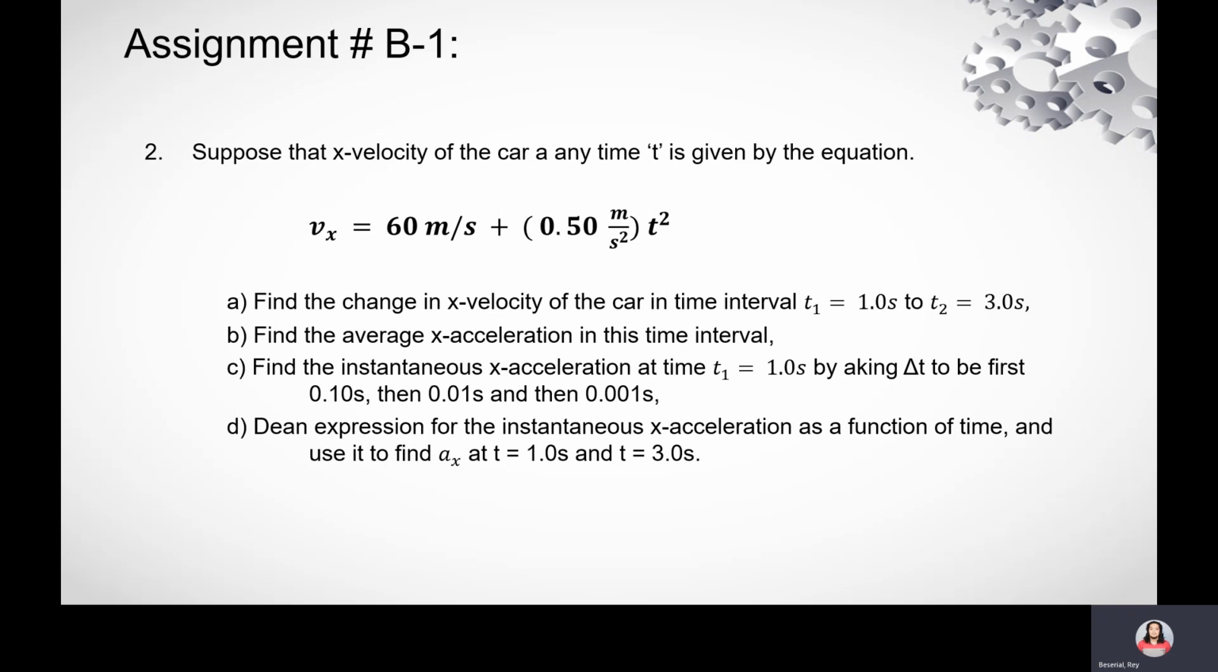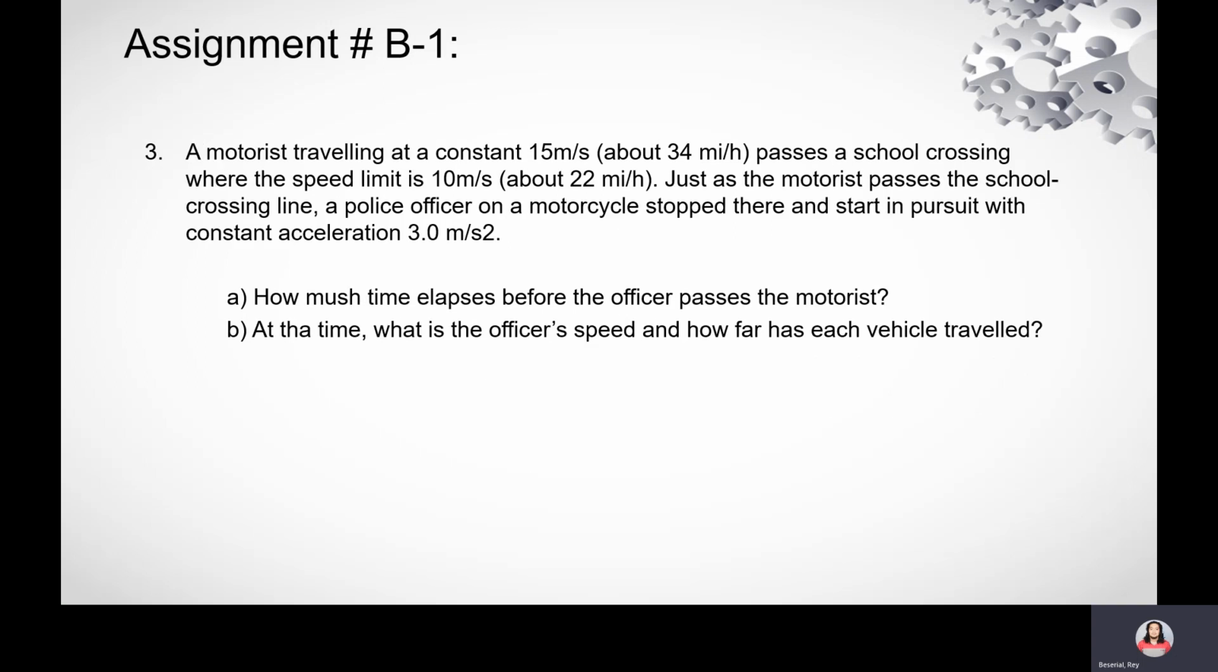And then, assignment number 3, a motorist traveling a constant 15 meter per second, about 34 miles per hour, passes a school crossing where the speed limit is 10 meter per second or about 22 miles per hour. Just as the motorist passes the school crossing line, a police officer on a motorcycle stopped there and starts in pursuit, naghahabulin itong motorist na to with a constant acceleration of 3.0 meter per second squared. So, meron tayong hanapin na A and B.